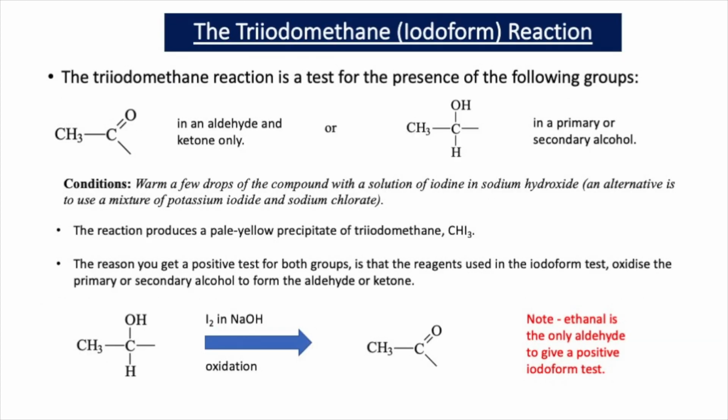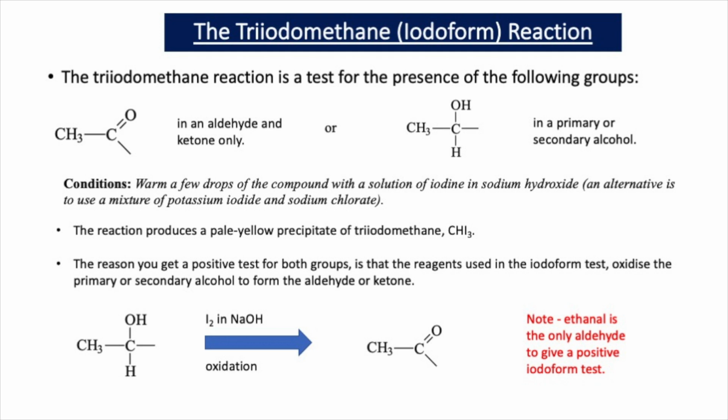Now the next reaction or chemical test that we're going to look at is the triiodomethane, or iodoform, reaction. The triiodomethane reaction is a test for the presence of the following groups. It's a test for a CH3 attached to a C double bond O in an aldehyde and ketone only. And it's also a test for a CH3 attached to a carbon next to an OH in a primary or secondary alcohol.